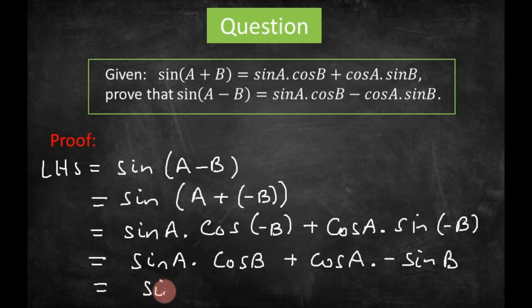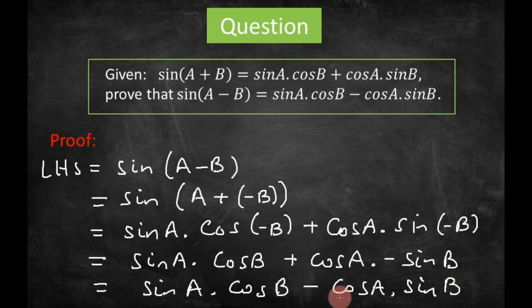Now we can rewrite everything on the right hand side here. So a plus times a minus is a minus. So we have the sine of a times the cos of b minus the cos of a times the sine of b. And this completes the proof.